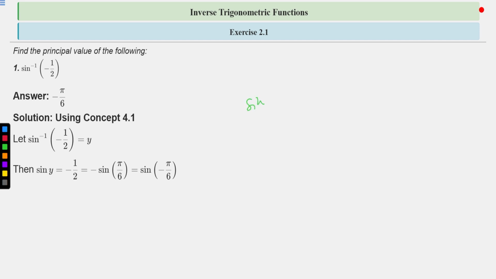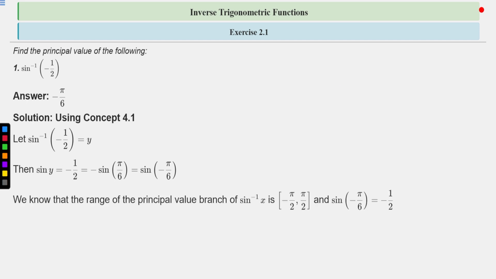Now we know that sine of minus theta is basically minus sine theta, right? So minus of sine pi by 6, we can write as sine of minus pi by 6, right? Now we have sine y is equal to sine of minus pi by 6. Clear? So we know that the range of the principal value branch of sine inverse is minus pi by 2 to pi by 2, and sine of minus pi by 6 is basically minus 1 by 2.